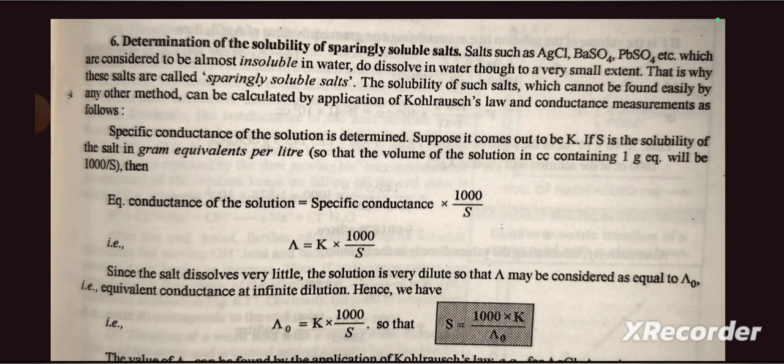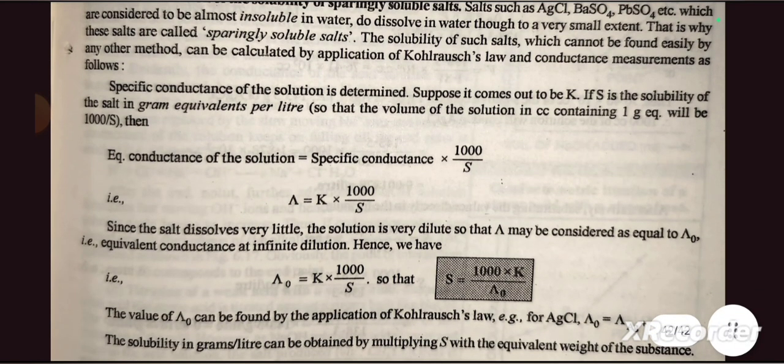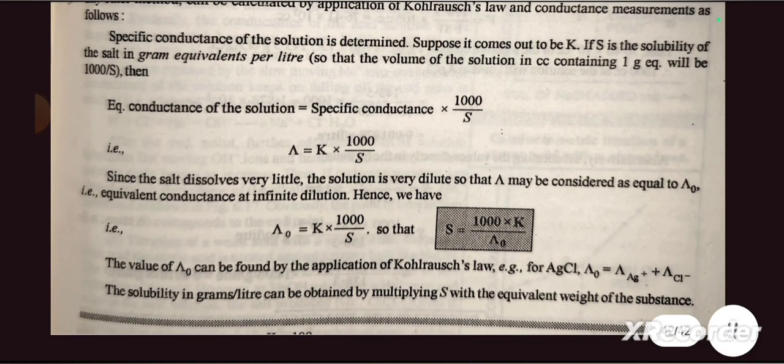6. Determination of the solubility of sparingly soluble salts. Salts such as AgCl, BaSO4, PbSO4, etc., which are considered to be almost insoluble in water, do dissolve in water, though to a very small extent. That is why these salts are called sparingly soluble salts. The solubility of such salt, which cannot be found easily by any other method, can be calculated by application of Kirchhoff's law and conductance measurement as follows.